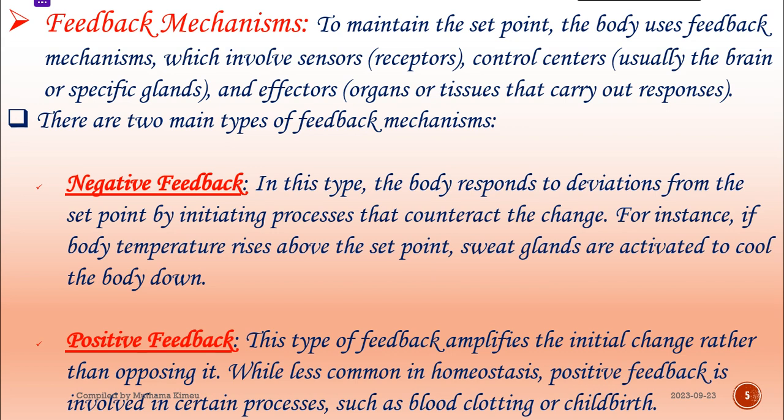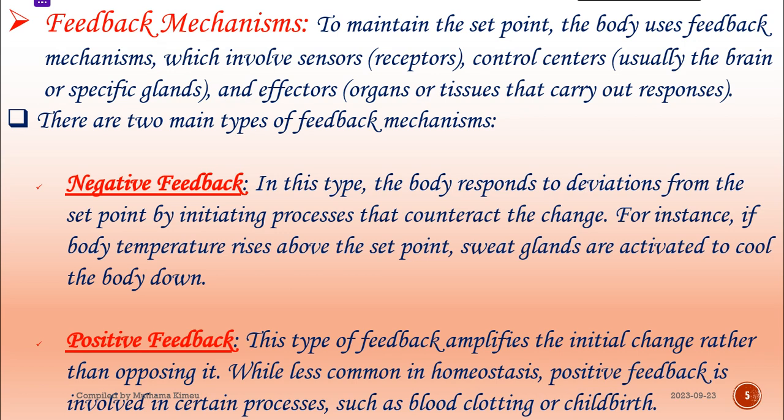Number two, we have positive feedback, and we say this type of feedback amplifies the initial change rather than opposing it. So instead of bringing the body to balance, it will just amplify or increase the kind of change that is taking place. It is less common in homeostasis, and it is involved in certain processes like blood clotting and childbirth.